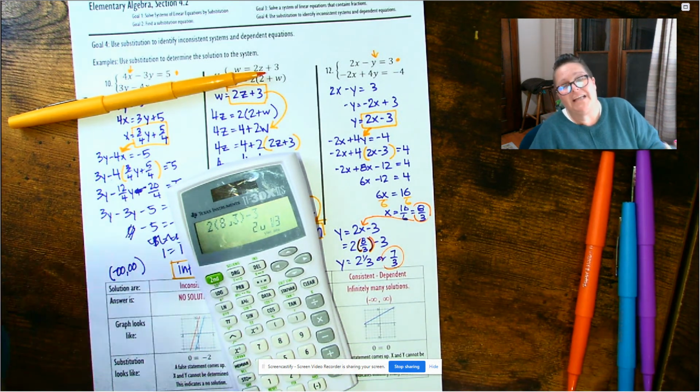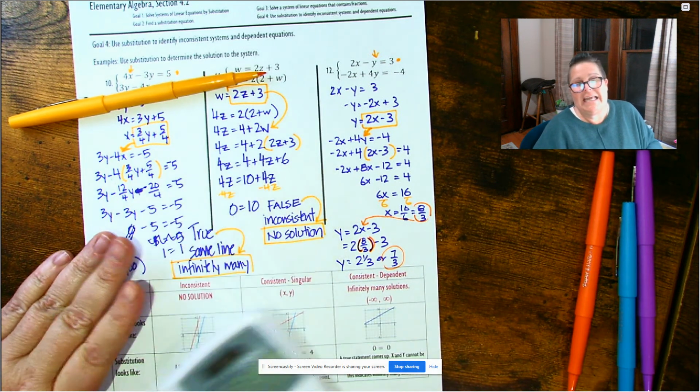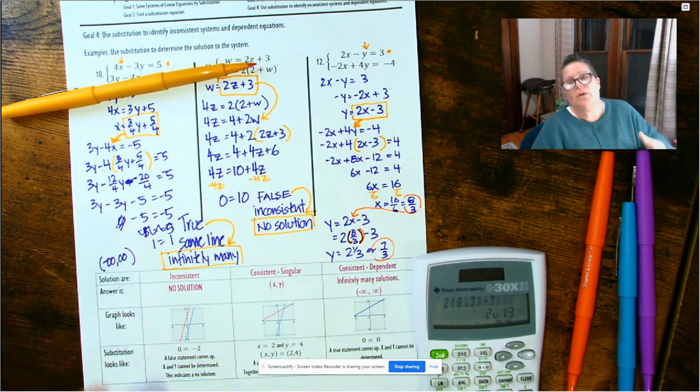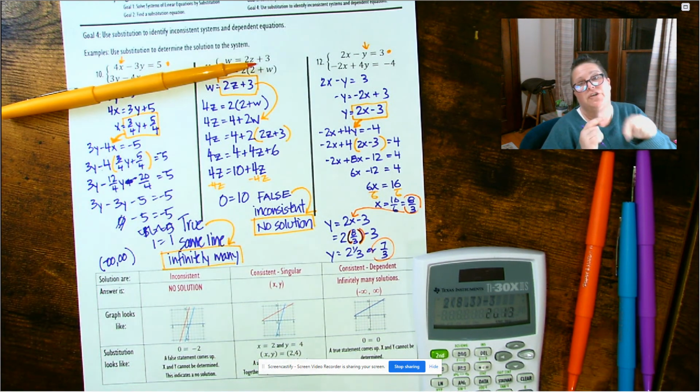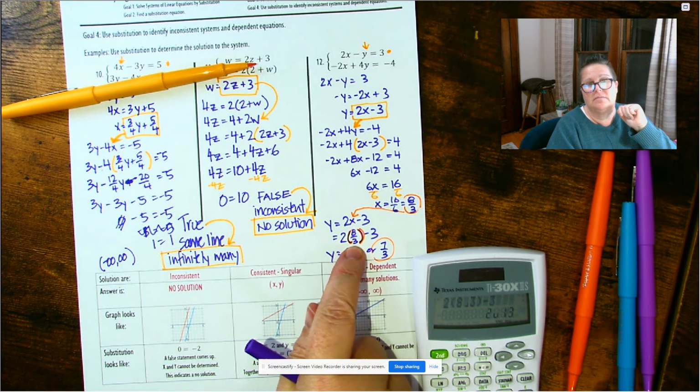Because I got both an x and a y here, this is again a consistent system with a singular solution in xy. That tells me that were I to graph these two lines, they would intersect at a single point, right?